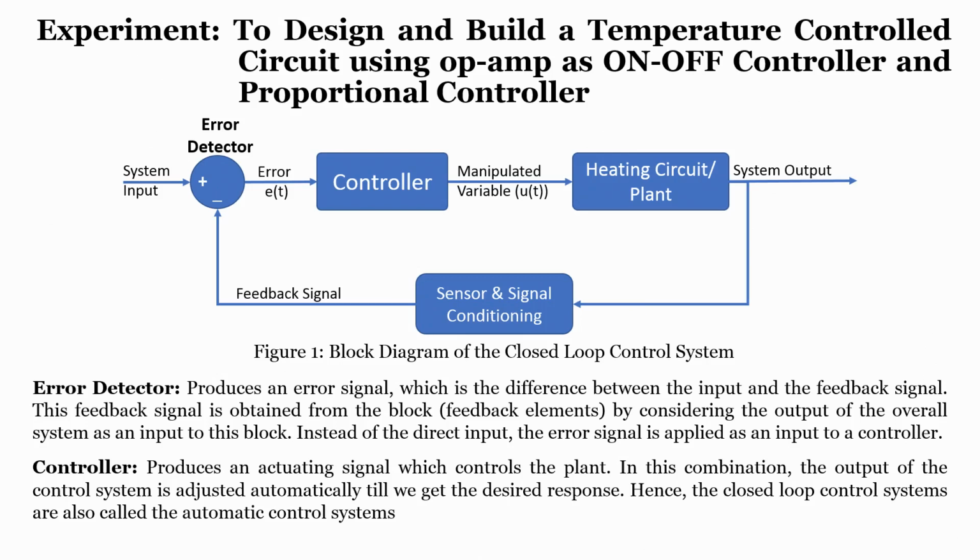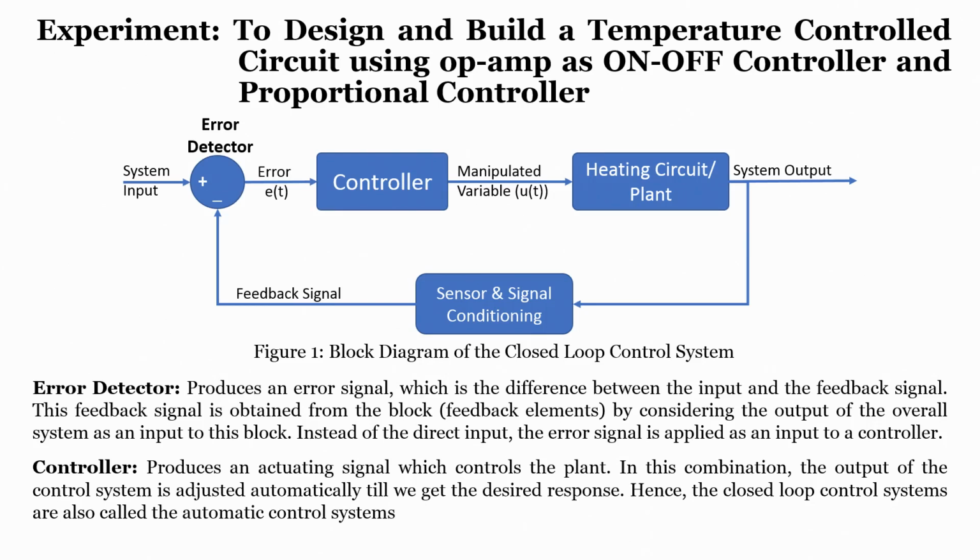Now, what is the role of the error detector? The error detector produces an error signal, which is the difference between the input and the feedback signal. This feedback signal is obtained from blocks which are feedback elements, by considering the output of the overall system as an input to this block, correct.